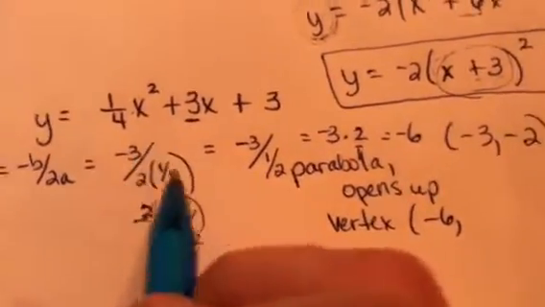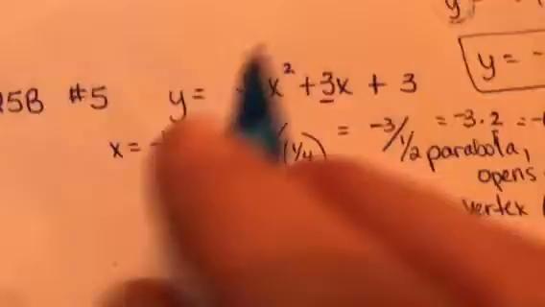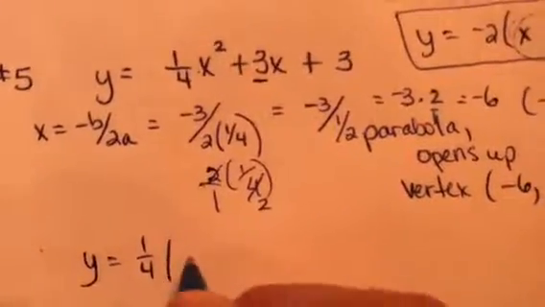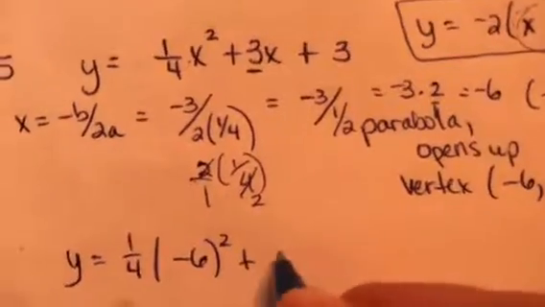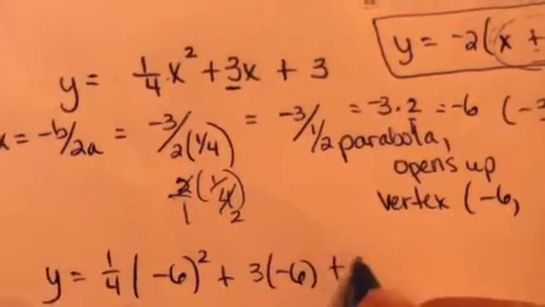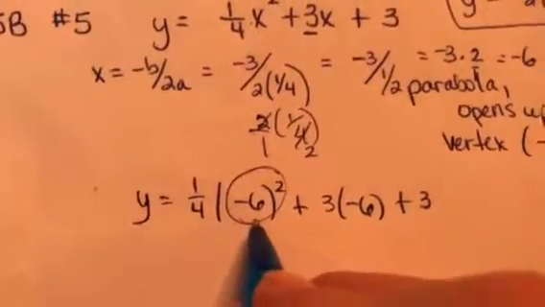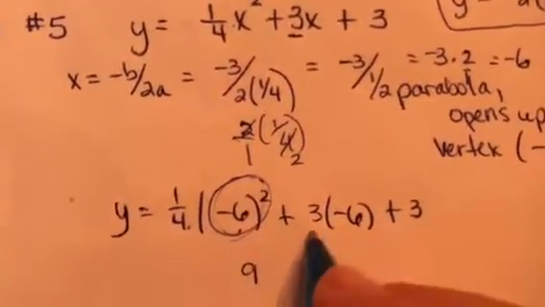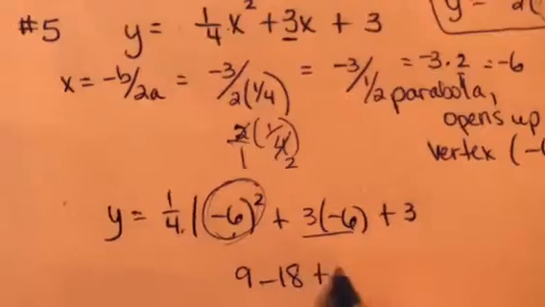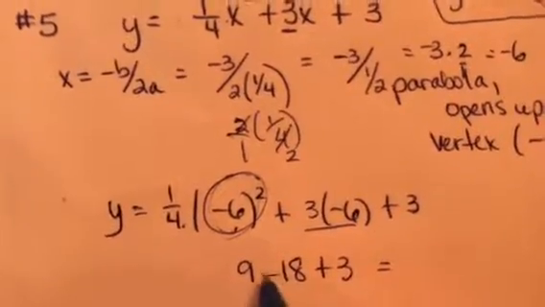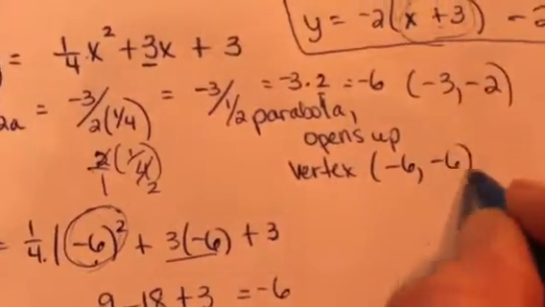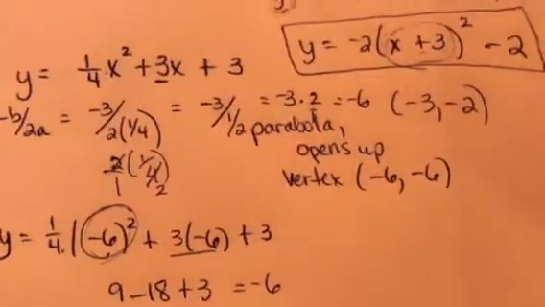Okay, and then the way you find the y value is plug that in everywhere where you see an x. So I'm going to have 1/4, and everywhere I see an x, I'm going to plug in negative 6. Notice here, do your exponents first. That's 36. A fourth of 36 is 9. That would give me minus 18 plus 3. So that's negative 9 plus 3, which is negative 6. So my vertex is the point negative 6, negative 6.